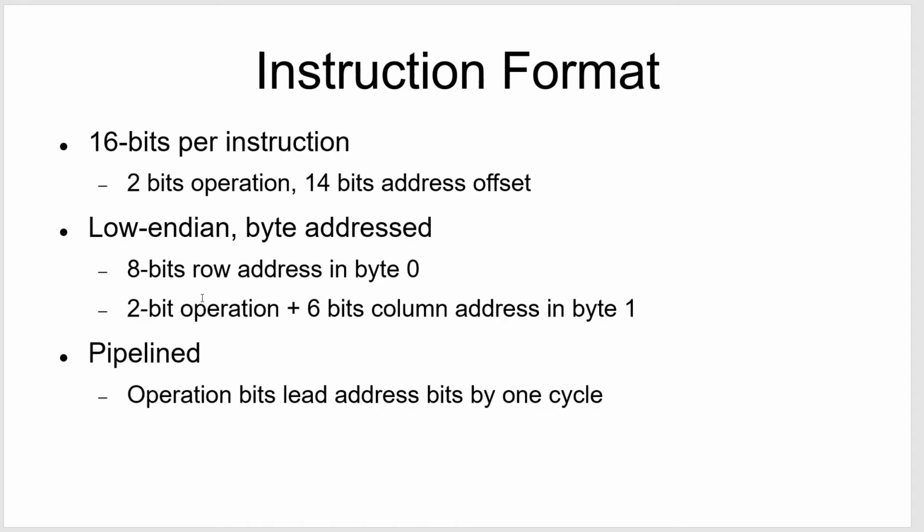It's low endian byte addressed, so the first bits are the rows, 6 bits are the columns, and the 2-bit operation. And it's 1 stage of pipelining, which means that the operation bits lead the address bits by 1 cycle, and we're going to talk about that. So when you look at the disassembled code, when you see an address instruction, you have to understand that's for the following operation and not the existing operation. That's to allow the TTL logic to do the add 1 clock cycle before the next instruction.